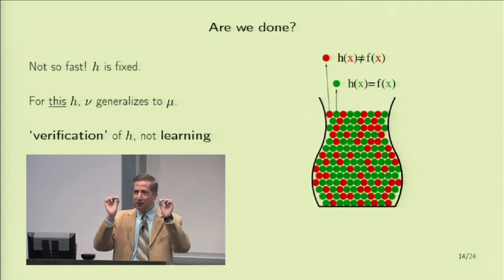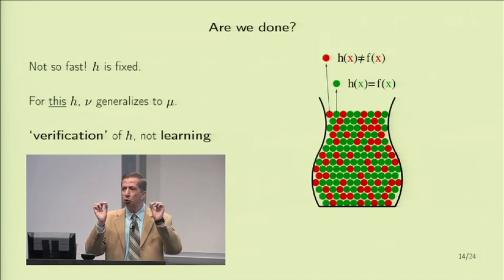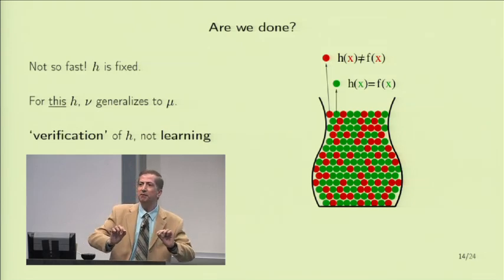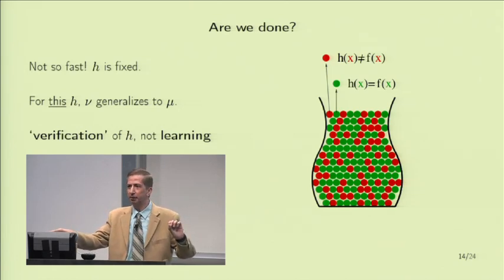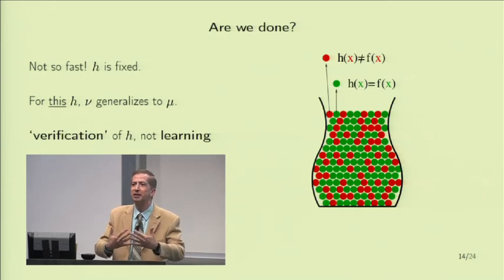Now, after I fix the H, I ask you for the data and just verify whether the H I picked is good or bad. That I can do with the bin, because I'm going to look at the data. If I miraculously agree with everything in your data, I can definitely declare victory by Hoeffding. But what are the chances that this will happen in the first place? I have no control over whether I will be good on the data or not.